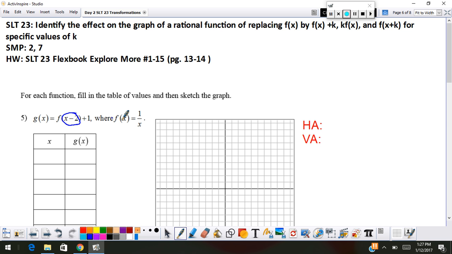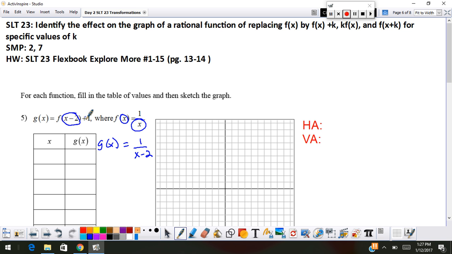It says, for each function, fill in the table and sketch the graph. Well, first we have to write this in a way that we can understand it. So if our argument is now x minus 2, and this is f of x, where the x is, we're going to put x minus 2. So it's going to be g of x equals 1 over x minus 2.